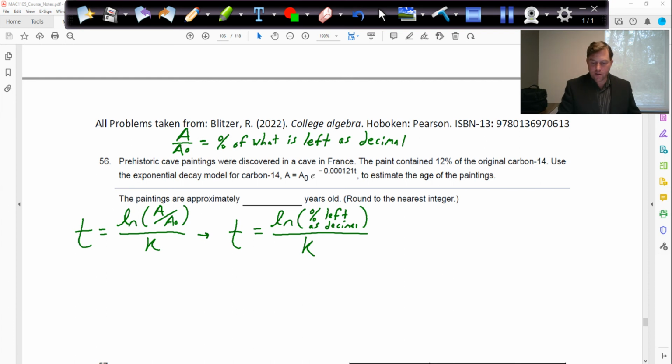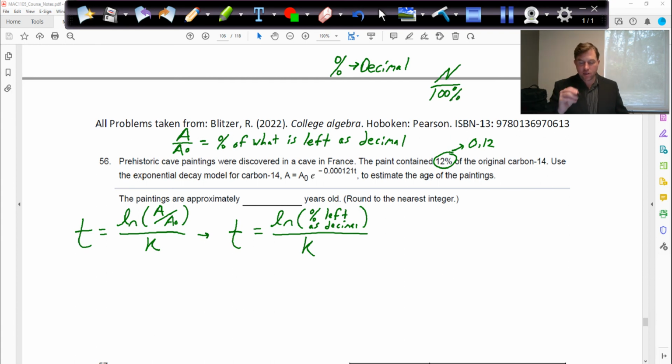So if they tell us they have 12% of the original carbon in this painting that they found in this cave in France, we're going to use 0.12. So to change from percentage to decimal, just take your number and divide by 100%, which is also the same as jumping your decimal to the left. So we can just take that 12%, the decimal's right there, jump it to the left, and get 0.12. Okay, so that is how we convert to the decimal we need. And so we just plug this in.